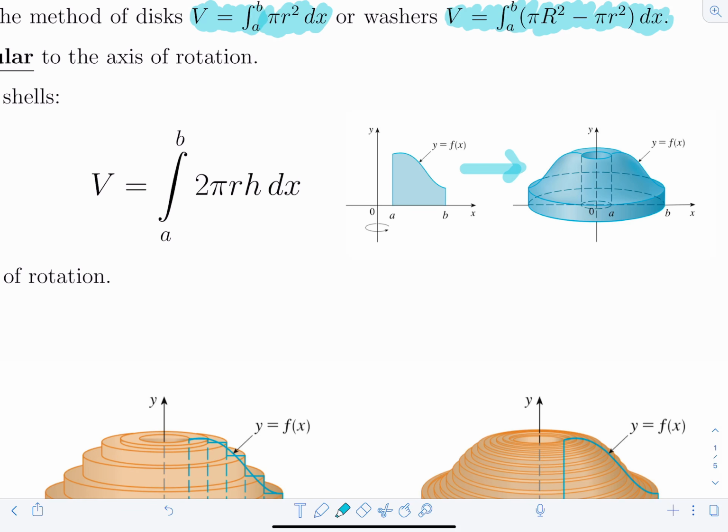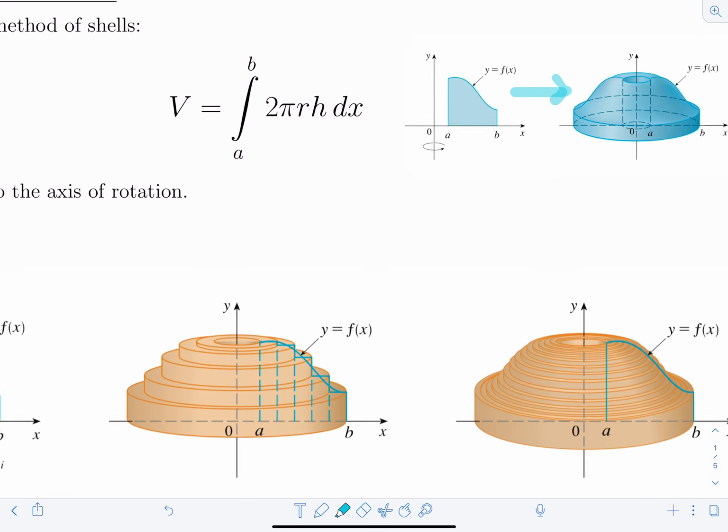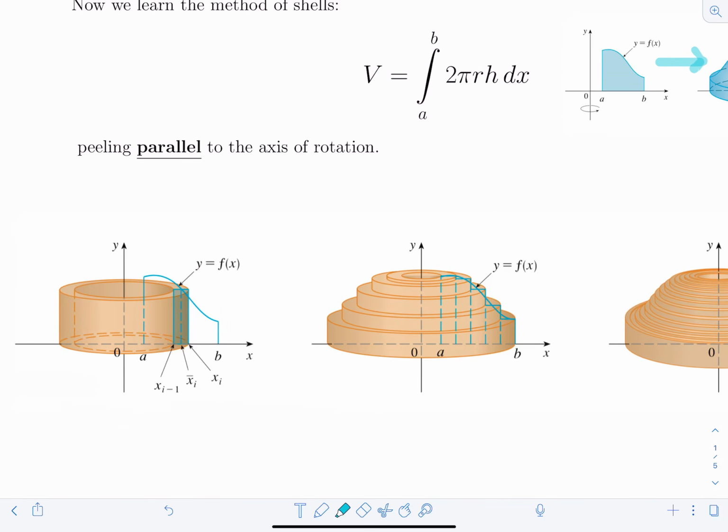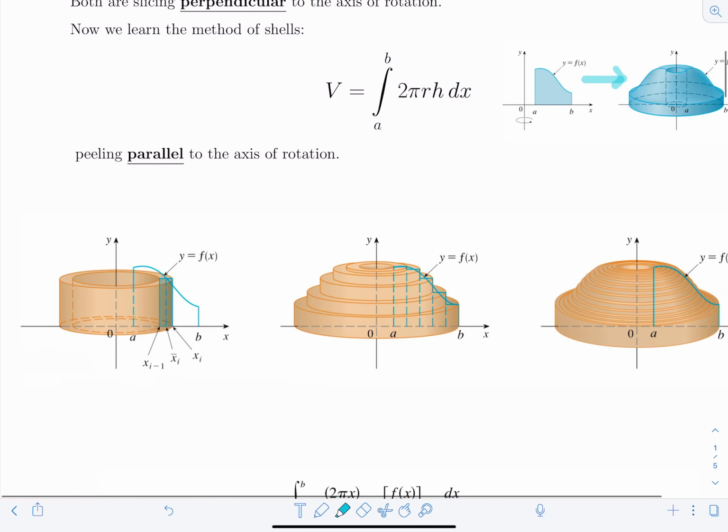Instead of taking slices perpendicular to the axis of revolution, so instead of taking slices that are stacking in the y direction, what we're going to do is peel parallel to the y-axis. It's almost like you could think of peeling an onion. You can peel the outer layer first, compute that volume, then peel the next layer off, compute that volume, and then you sum it all up together. Notice here, when you unroll each of these little peels, you're going to get a cylinder. Obviously the process is we're going to make infinitely many little peels so that we get the exact volume.